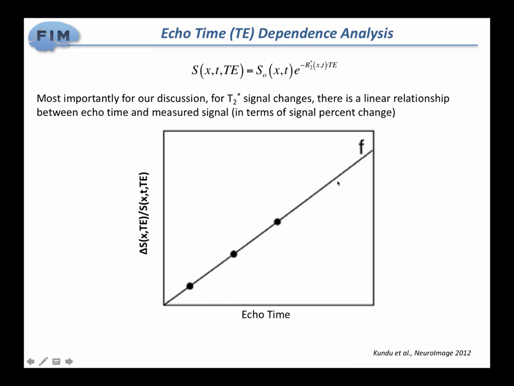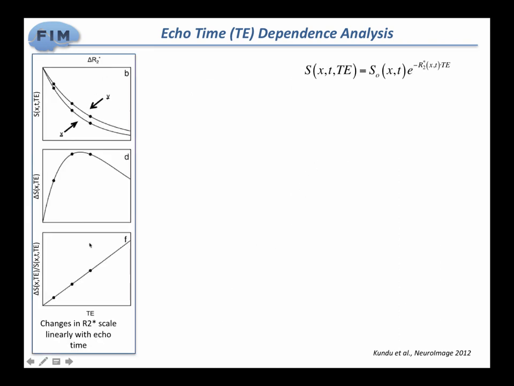So basically what this tells us is that fluctuations in our signals that are of BOLD origin, when we look at them in terms of signal percent change, basically the signal minus the mean divided by the mean, should show a linear dependence with echo time. So we put that here.